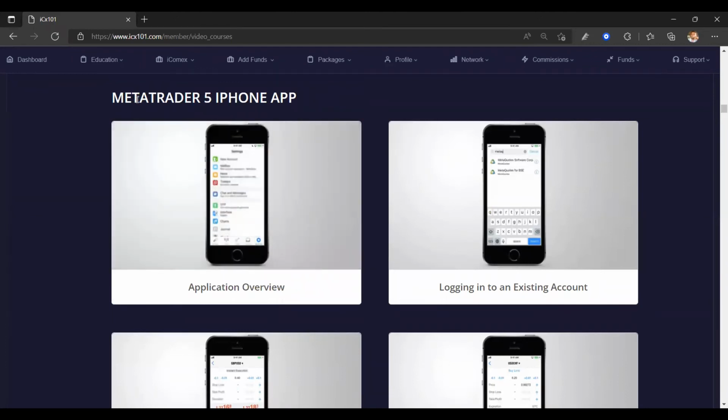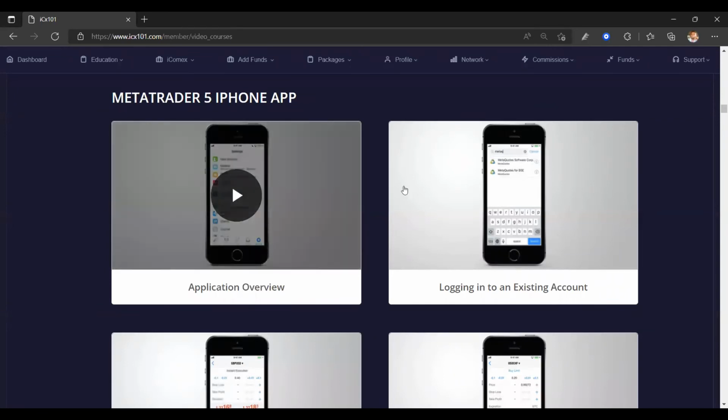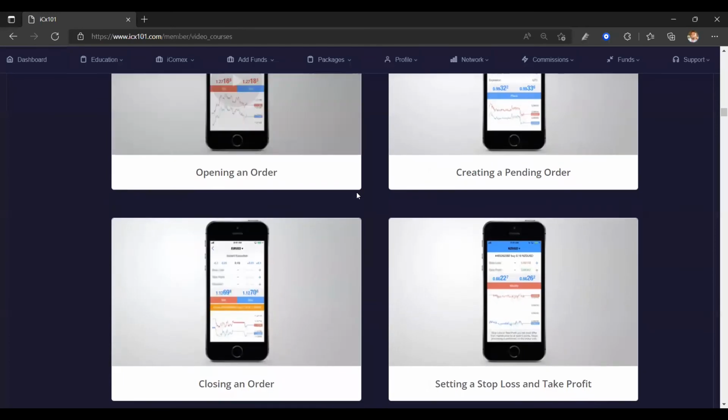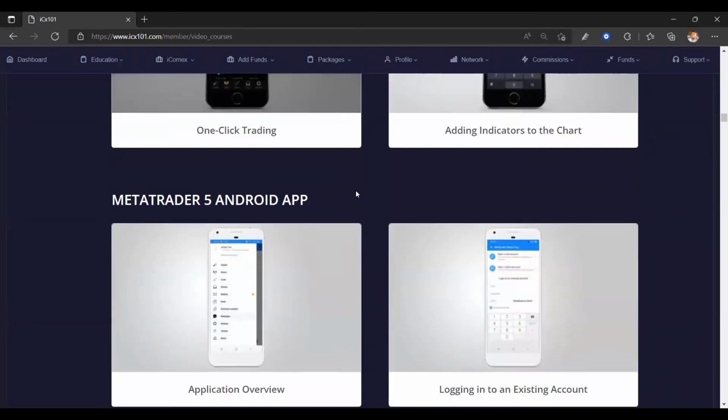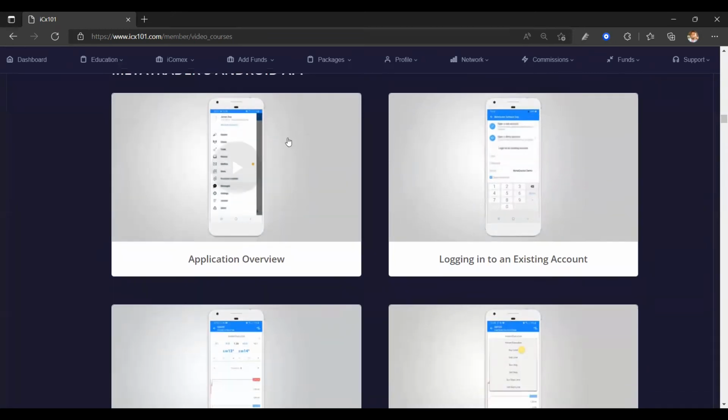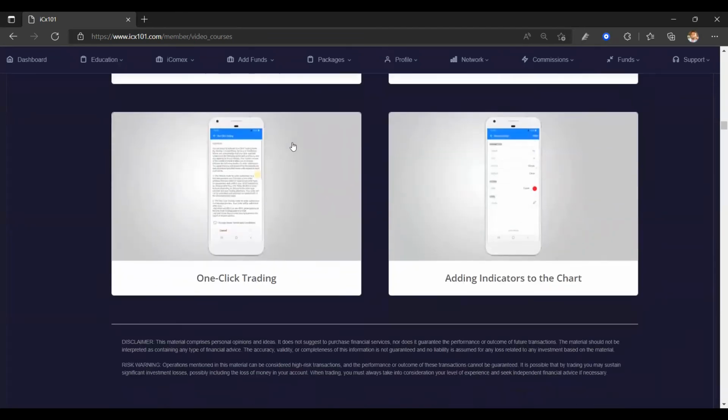Then MetaTrader 5 iPhone. Those of you using iOS, you have your video here. What is so better than all this information available? Okay, MetaTrader 5, the Android. All these videos are here for you.